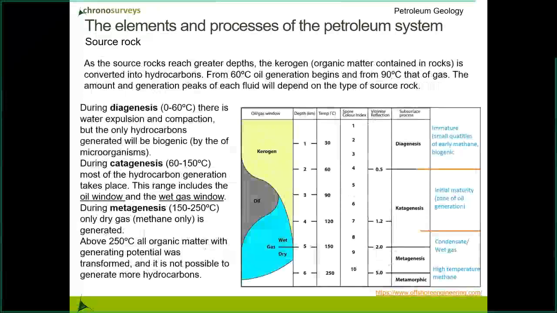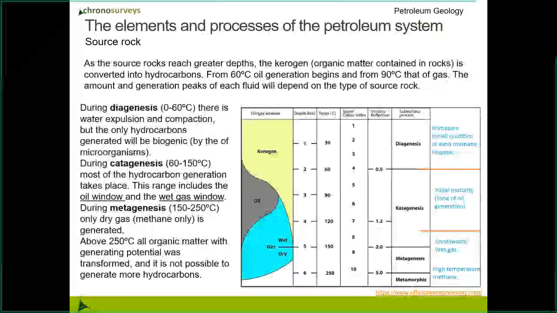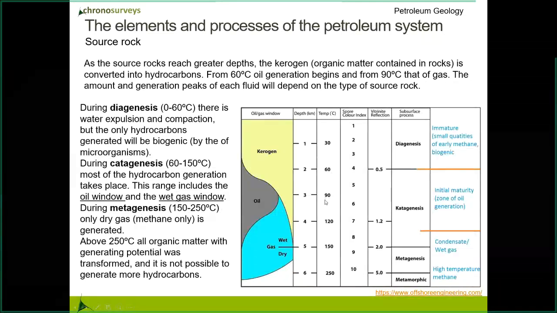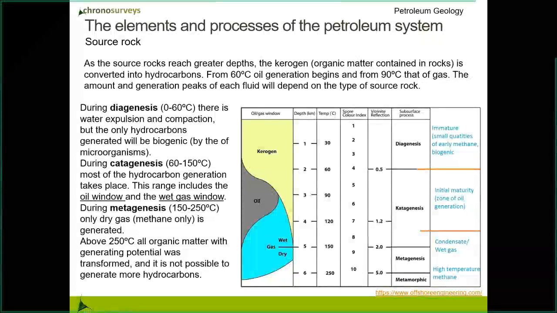Another aspect that should be taken into account, especially when you're dealing with migration and timing, is the temperatures that these source rocks were exposed to. So up to about 60 degrees, not much is happening. The organic matter contained in source rocks is not being transformed into hydrocarbons. But from 60 degrees onwards, as it heats up, it enters what is called the oil window. So most of the oil will be generated between 60 and 120 degrees. So that's what's generally called the oil window.